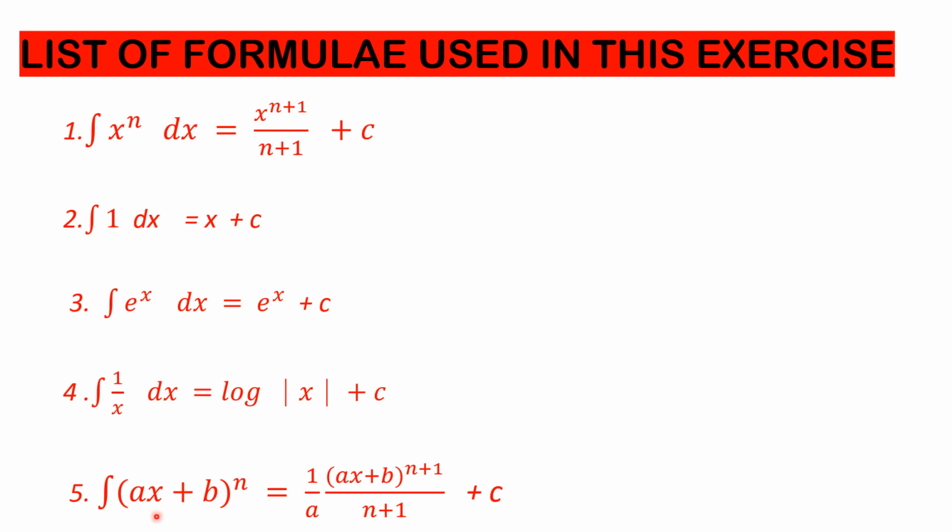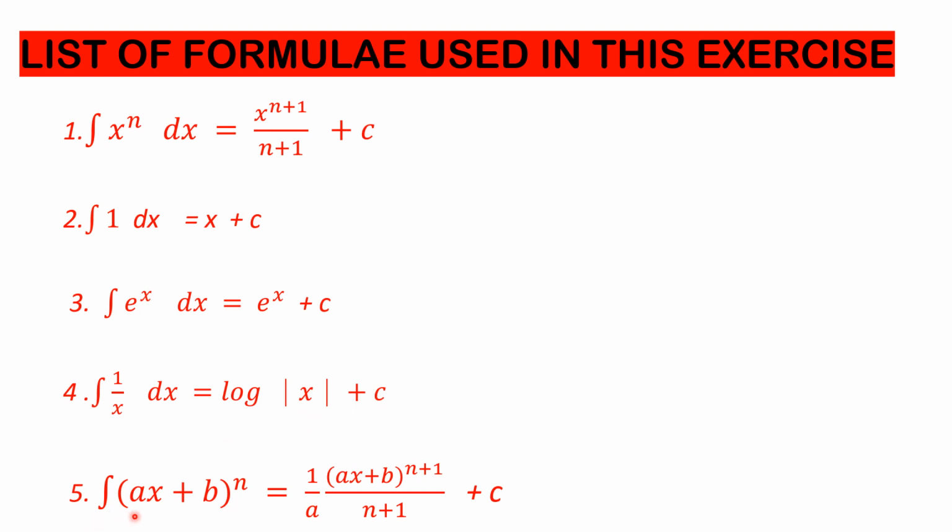The first formula states that integration of a function which is in the form of x raised to power n will be x power n plus 1 divided by n plus 1 plus c, where c is called the constant of integration. Now the basic thing is x power n, you increase the power by 1 and the same will go in the denominator, n plus 1. Okay, second, integration of 1 will be x plus c, right? Now, integration of e power x will be e power x plus c. Integration of 1 upon x will be log modulus x plus c.